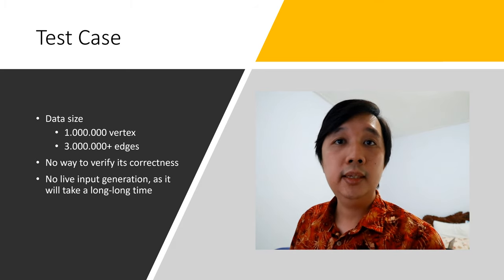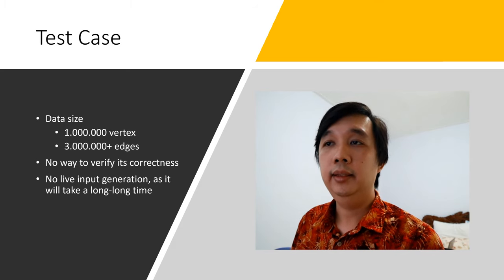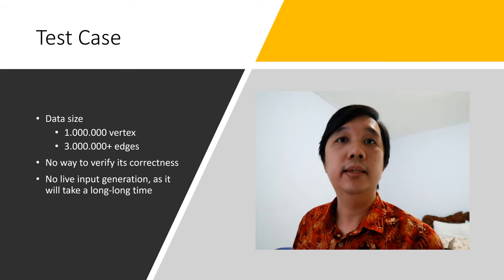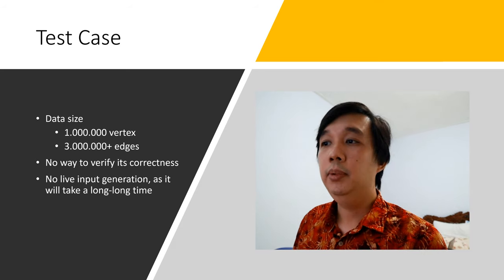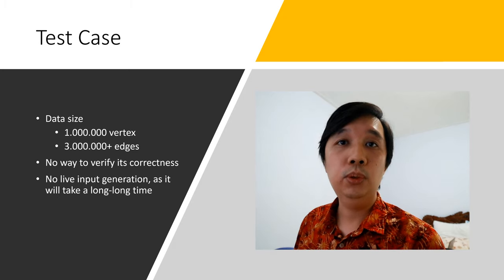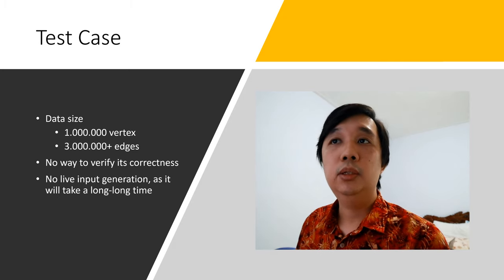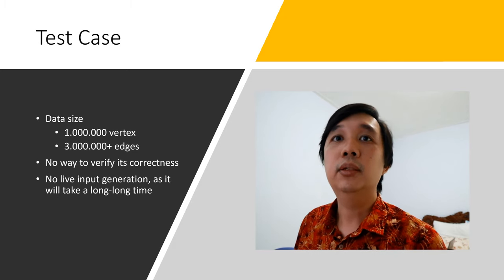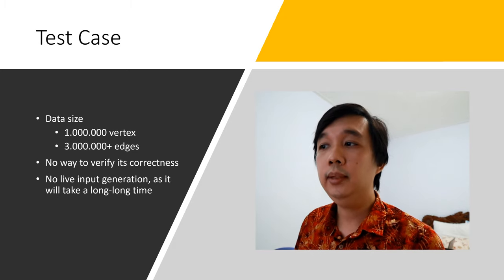The amount of vertices will be 1 million, and there are at least 3 million edges. Why do I say at least? Because the generator program generates between 2 to 5 million edges. So I guess at least 3 million is reasonably accurate.